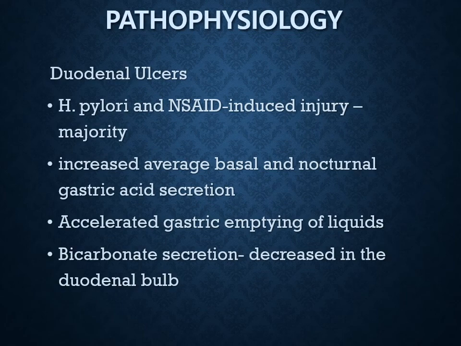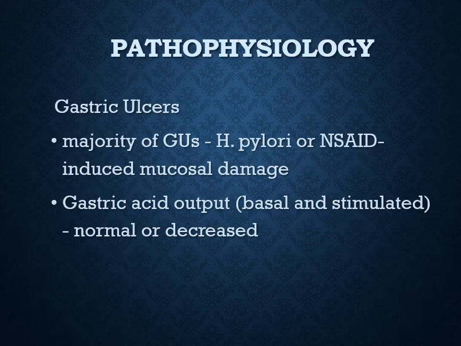The most common causes of duodenal ulcer are H. pylori and intake of nonsteroidal anti-inflammatory drugs. It is also associated with an increase in average basal and nocturnal gastric acid secretion. Accelerated gastric emptying of liquids is noted among these patients, and bicarbonate secretion is usually decreased in the duodenal bulb.